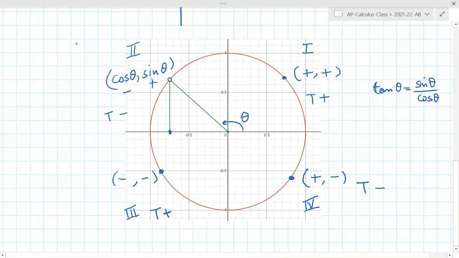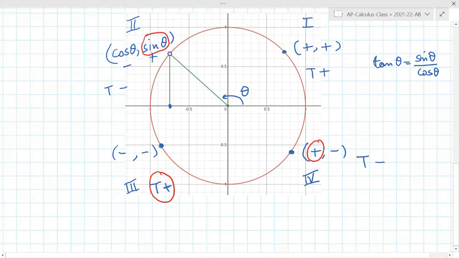If you notice here, everything is positive, right? Only sine is positive in the second quadrant. In the third quadrant, only tan is positive. And in the fourth quadrant, only cosine is positive, right?